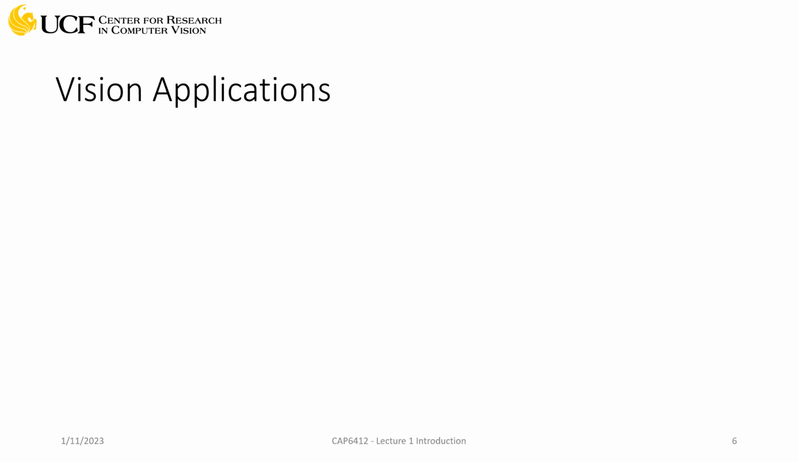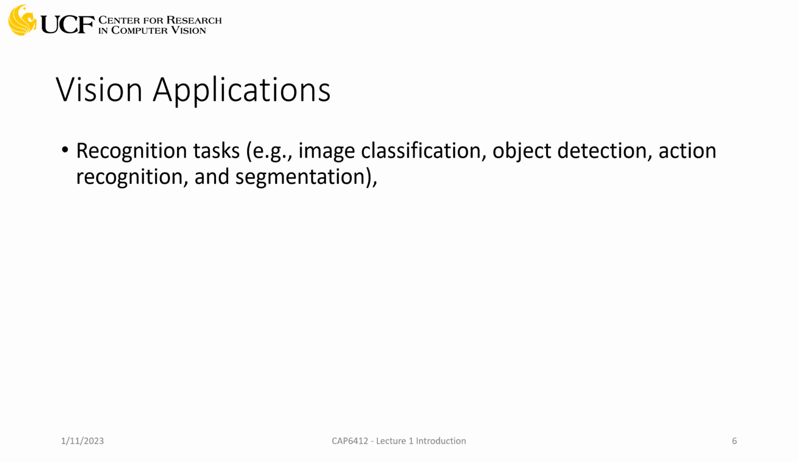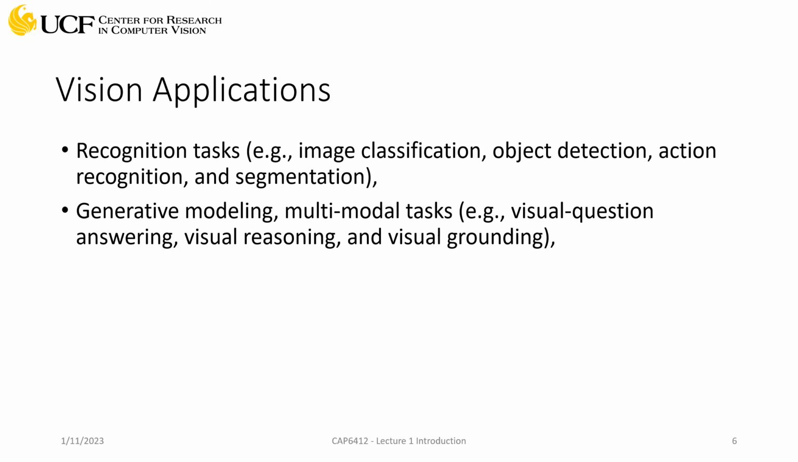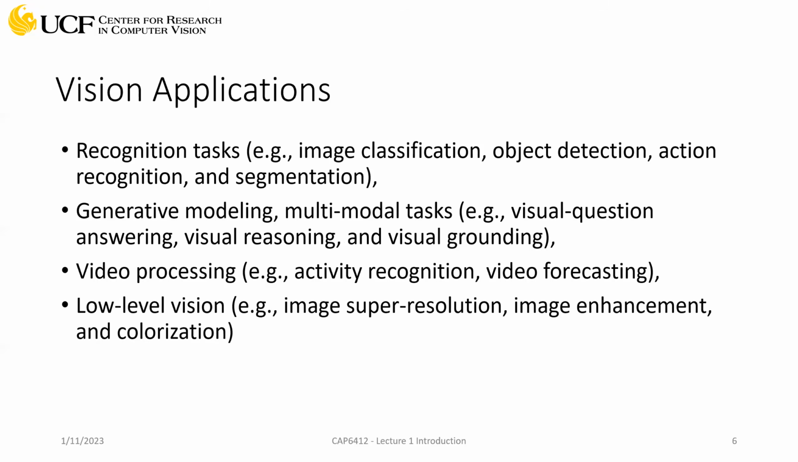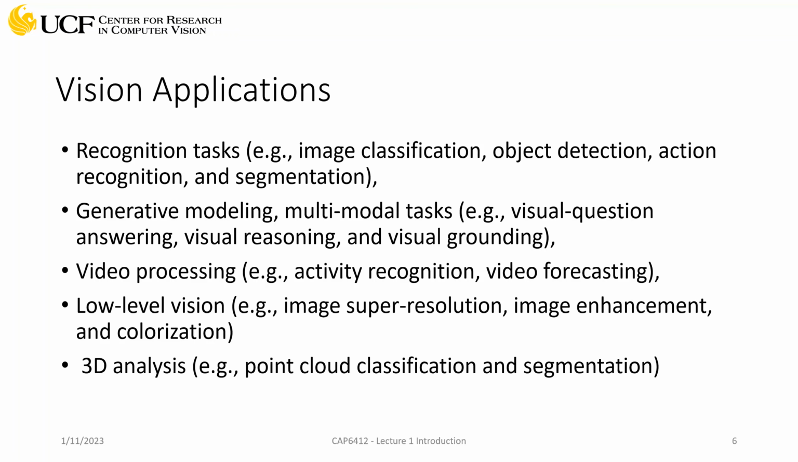So recently in computer vision, transformer will be used in recognition tasks like image classification, object detection, action recognition, and segmentation, generative modeling, multimodal tasks, visual question answering, visual reasoning, visual grounding, video processing, activity recognition, video forecasting, and low-level vision like image super resolution, image enhancement, colorization, and so on. And also 3D analysis like point cloud analysis, classification, segmentation like LiDAR data, and so on.